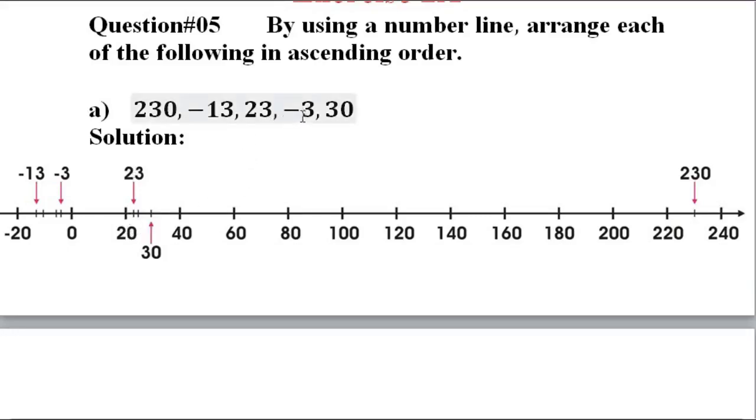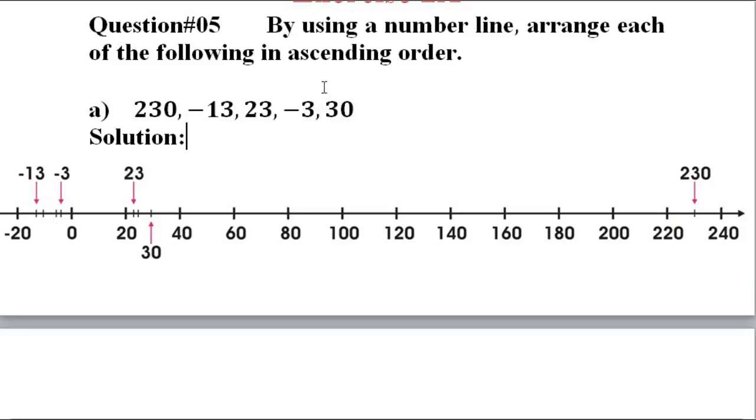The fourth number is negative 3. This small division is the midpoint between 0 and negative 20. This right over here is negative 5, which is the midpoint of 0 and negative 10. Since negative 3 is nearest to negative 5, this is the correct placement for negative 3.